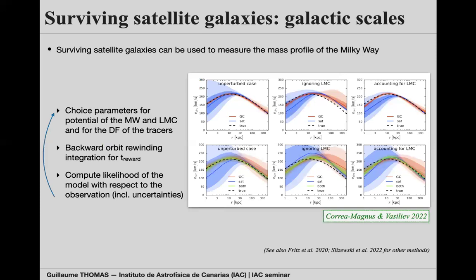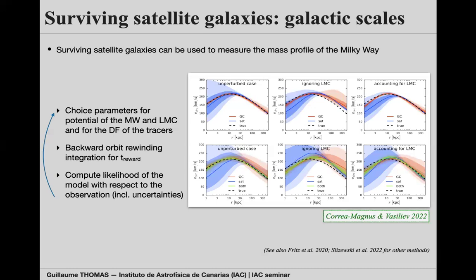And this has been done, especially in these papers that I really like from Kareem Magnus and Eugene Vasiliev, where they used the proper motions and line of sight velocities of dwarf galaxies and globular clusters, taking the case where they ignore the LMC. So that's a Milky Way which is isolated for several giga years, and then taking into account the perturbation of the LMC. And here you have the part of the true data that's from simulations.